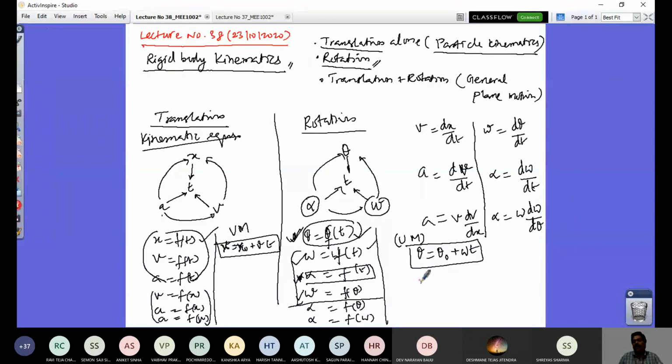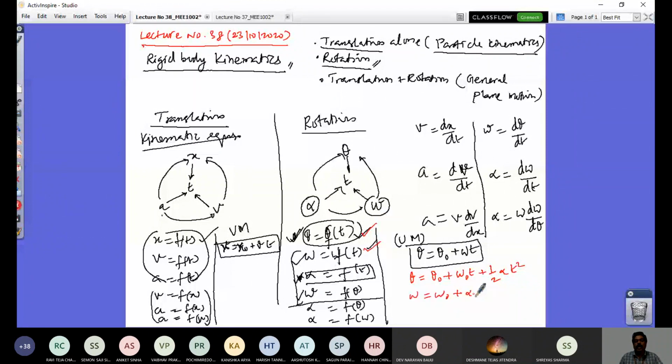So how do you write that? So first equation is what? Theta is a function of time. So you will be able to write theta equal to theta naught plus omega naught t plus half alpha t square. Then second equation is omega is a function of t. So omega equals omega naught plus alpha t.